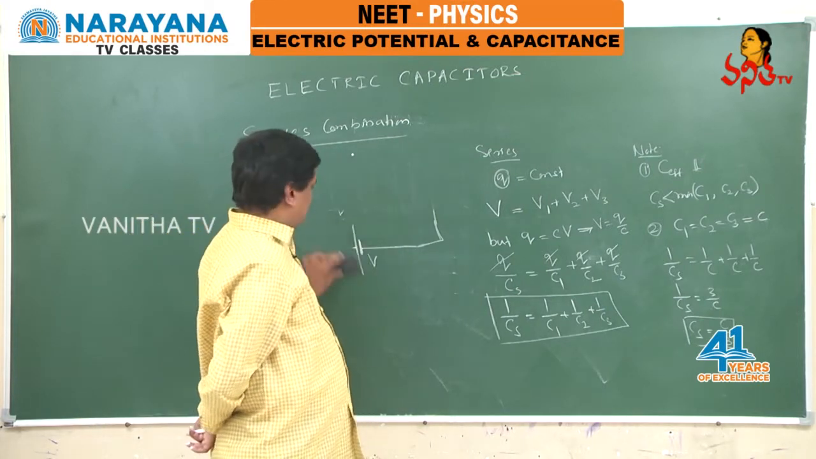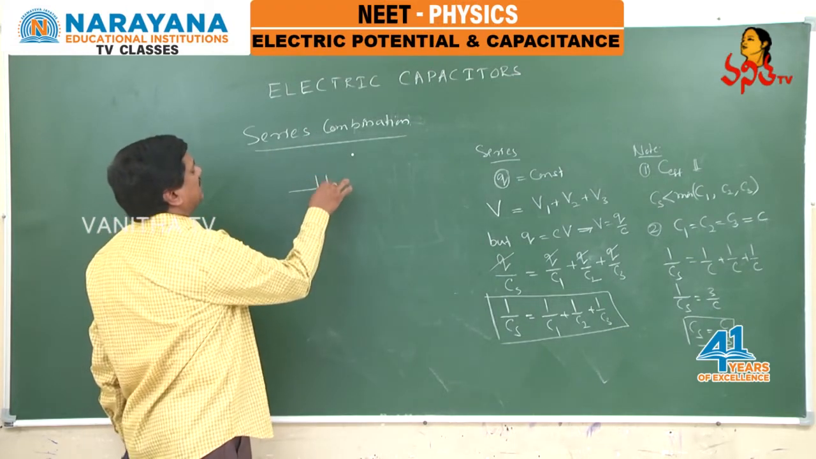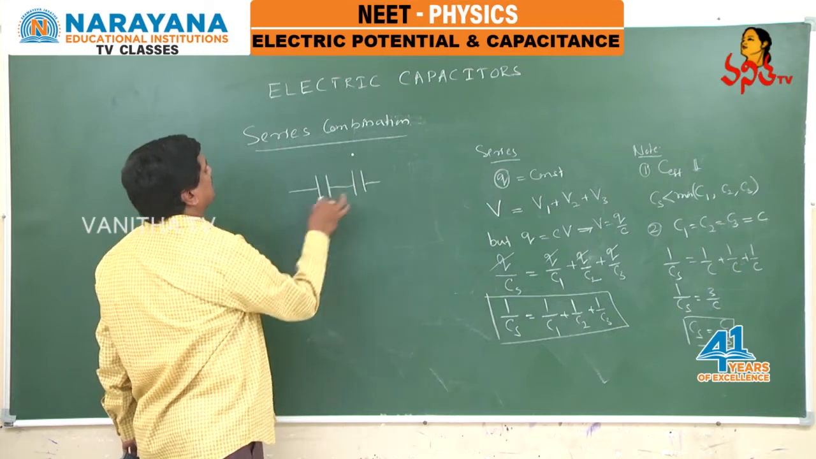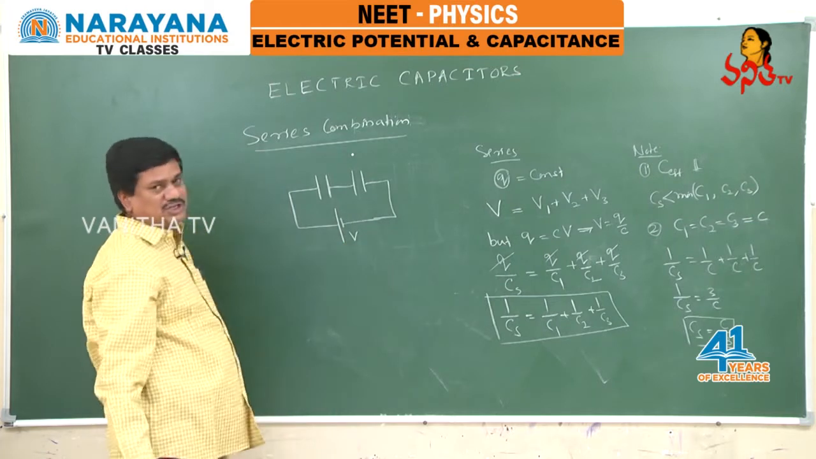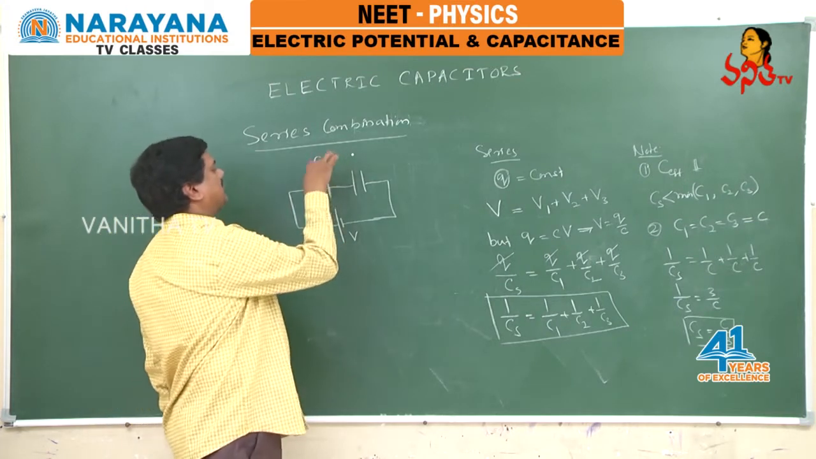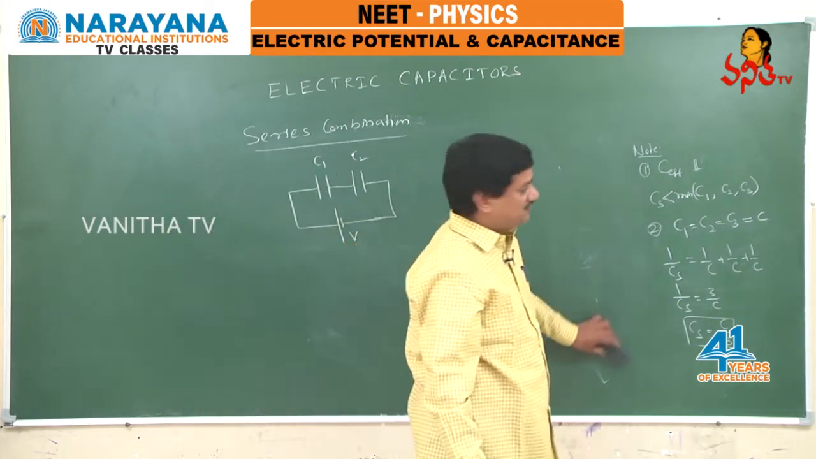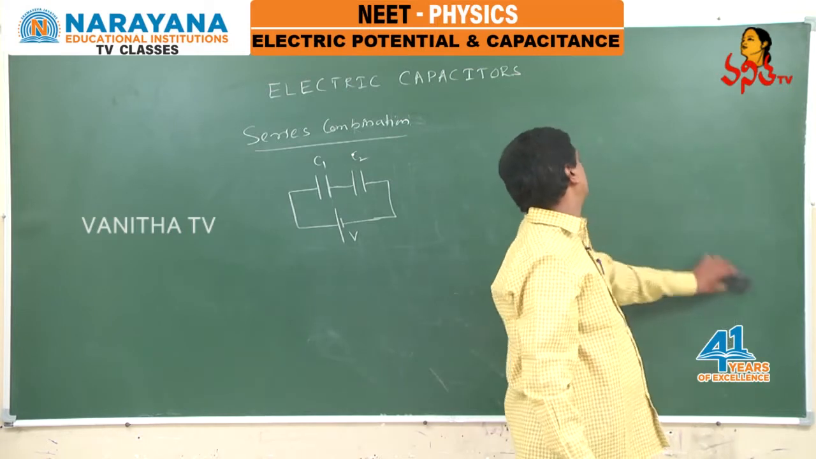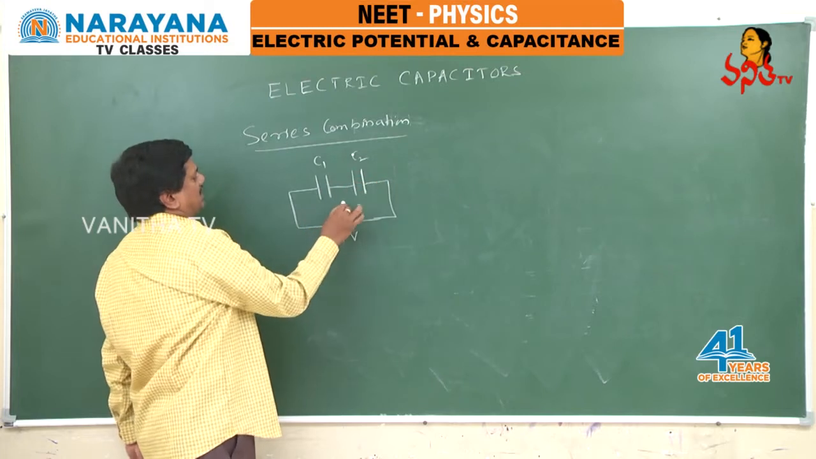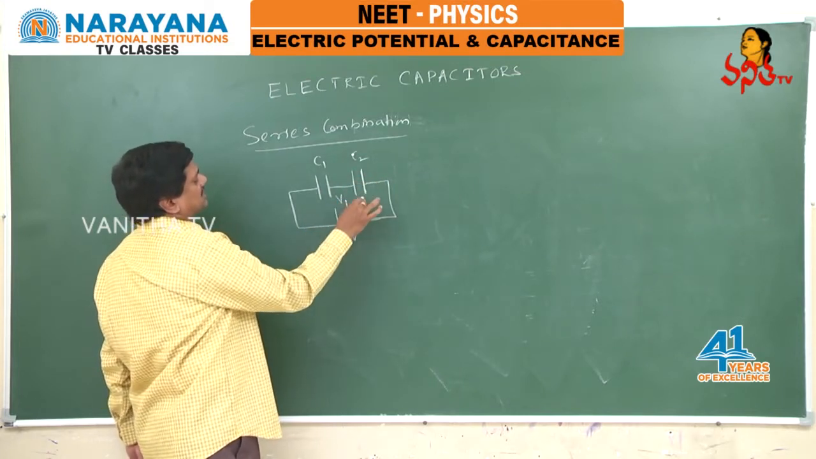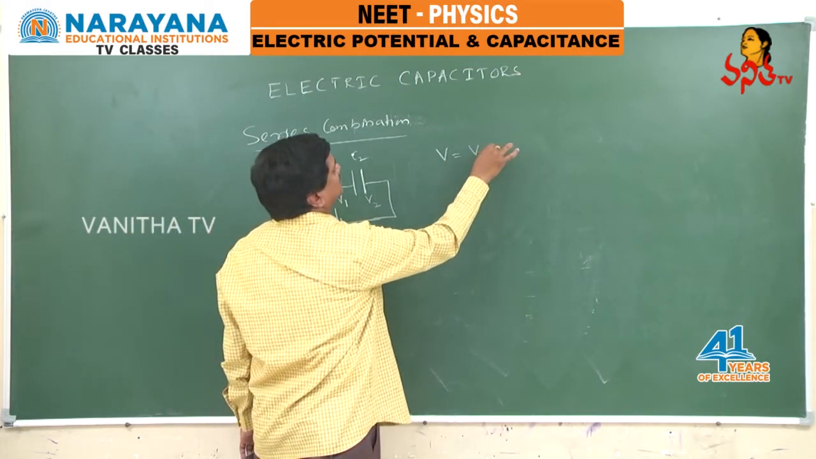Now, we will see a particular situation in which we can write the formula directly. I will take the series combination of only 2 capacitors. Let the battery potential be V, with a capacitor of capacitance C1 and another of capacitance C2. Here, instead of 3 capacitors, I am using only 2. There is a shortcut method, of course. If V is distributed among the capacitors, say V1 and V2, what is the total voltage? V equals V1 plus V2.